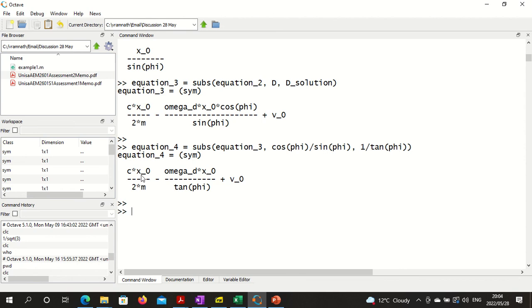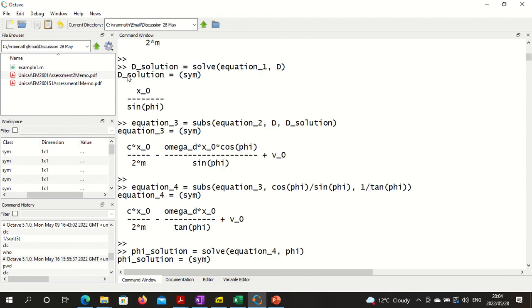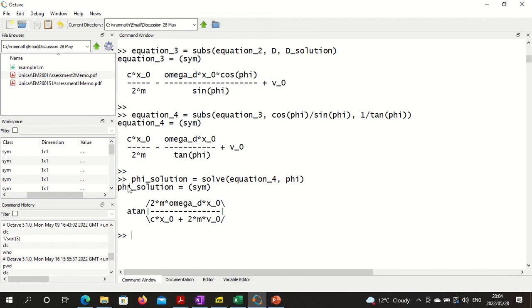Now we can solve it for phi. That's the answer. The answer for D is x0 over sine of phi, and phi is arctan of all of that over there.